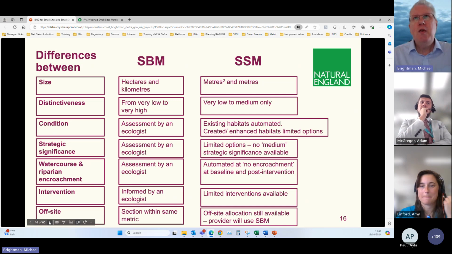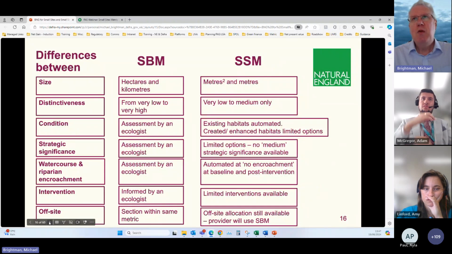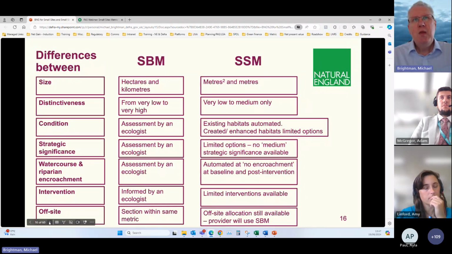So let's look at the differences between them. We have the statutory biodiversity metric in the middle and the small sites metric in the columns on the right. Size within the small sites metric is in square meters, and meters for linear features. Distinctiveness, a reminder, is just very low and medium in the small sites metric. In terms of condition of habitat parcels, in the small sites metric, existing habitats are automated, and for creation and enhancement post-development, there are limited options.